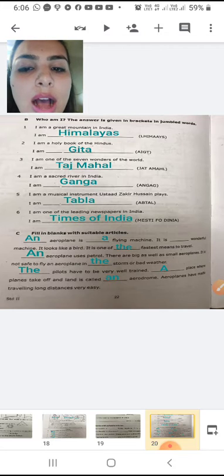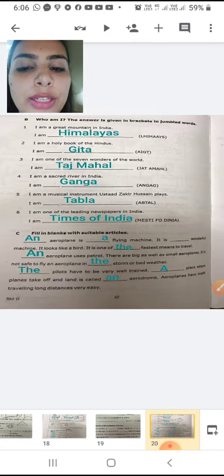Next is, I am one of the leading newspaper in India. I am Times of India. Times of India. Now the next question is, fill in the blanks with the suitable articles. You just have to fill these blanks with the suitable articles.